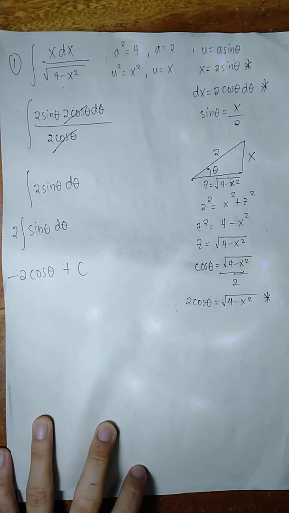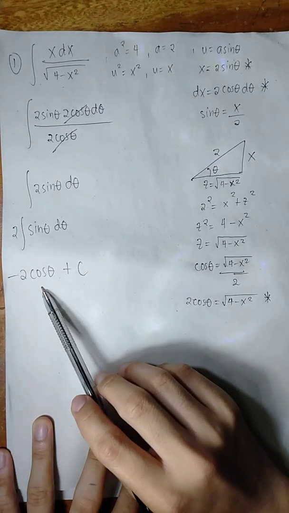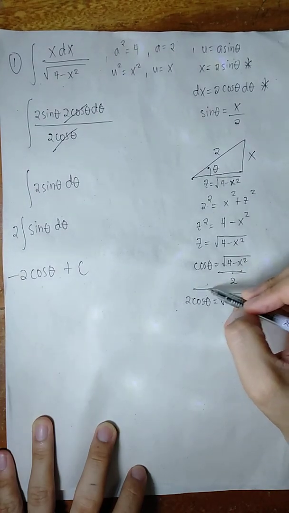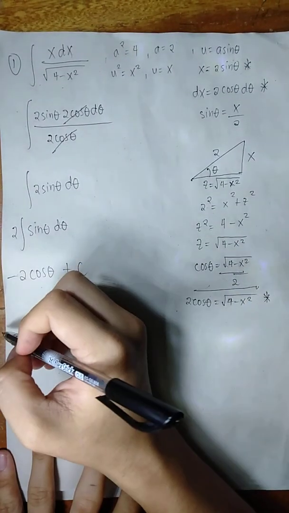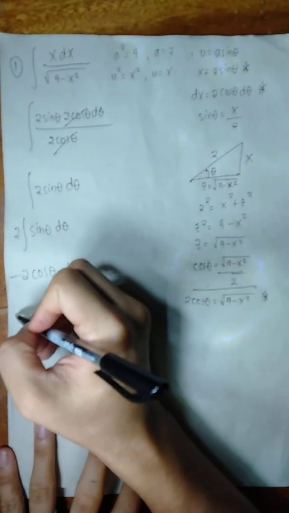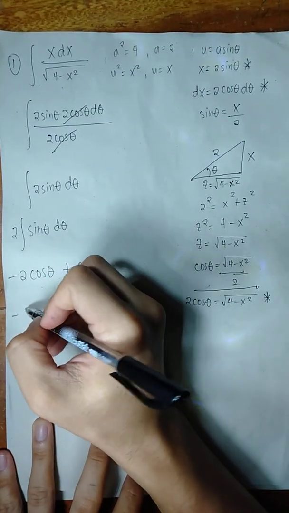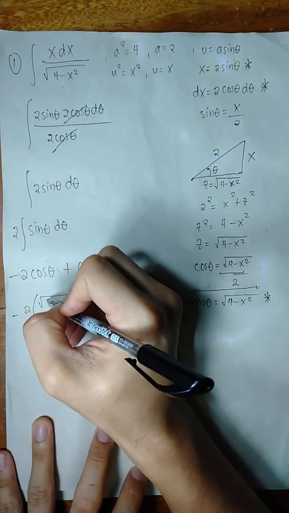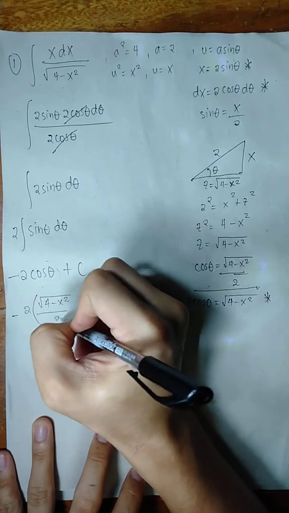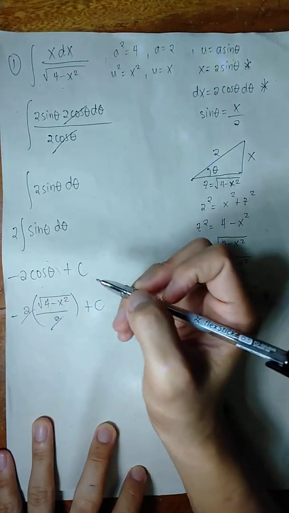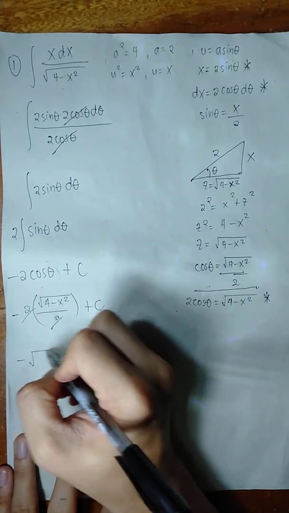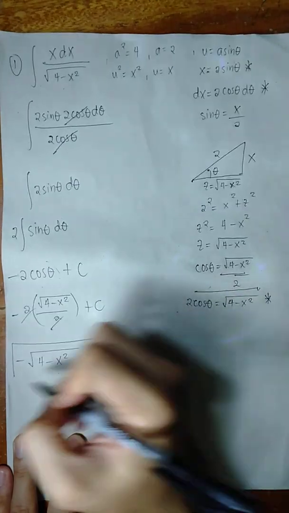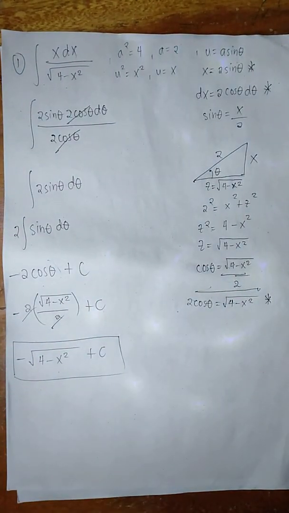Sir, are we done? Not yet, because we need to replace back the cosine theta. And what is that? It is this. Replace the cosine theta with this function. So by replacement, it becomes negative 2 times the quantity, cosine theta, which is the square root of 4 minus x squared over 2, plus c. And cancel out. So our final answer is negative the square root of 4 minus x squared plus c. And this will be our integral. So, isn't it easy?